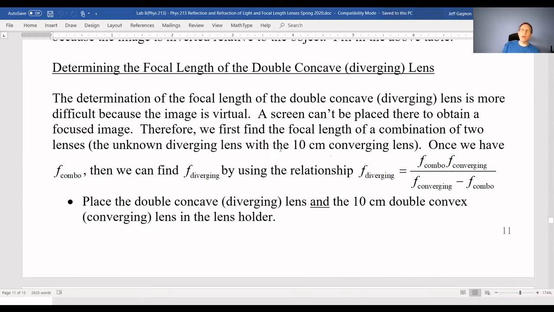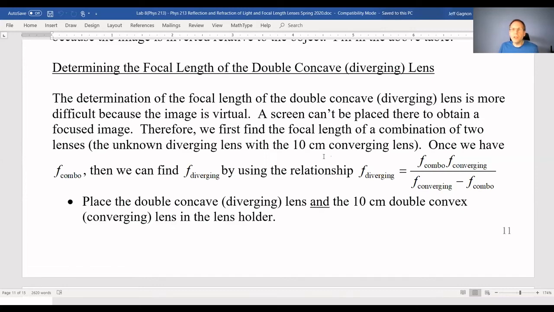Now the last thing we want to do for this part is determine the focal length of that diverging lens, the double concave diverging lens, which, remember, did not have a real image. It had a virtual image. So we had to play the little game there, and we had to put a combination of two lenses together. We had to put the unknown diverging lens with the 10 centimeter converging lens. And once we did that, you actually get an image on the right-hand side.